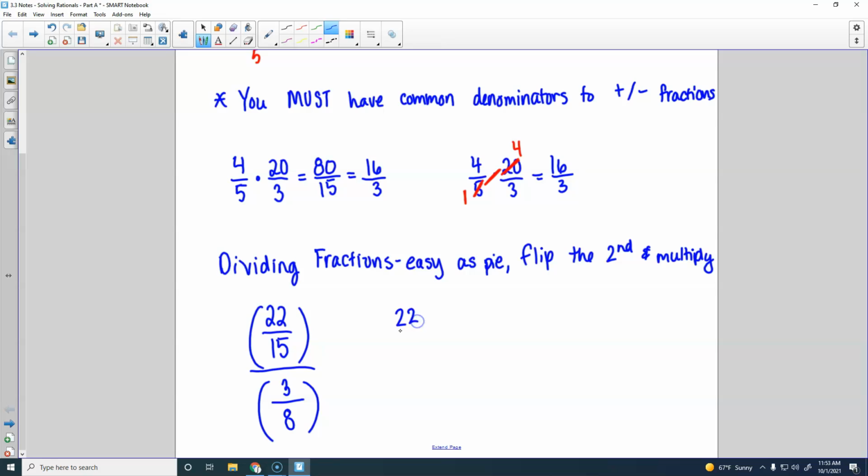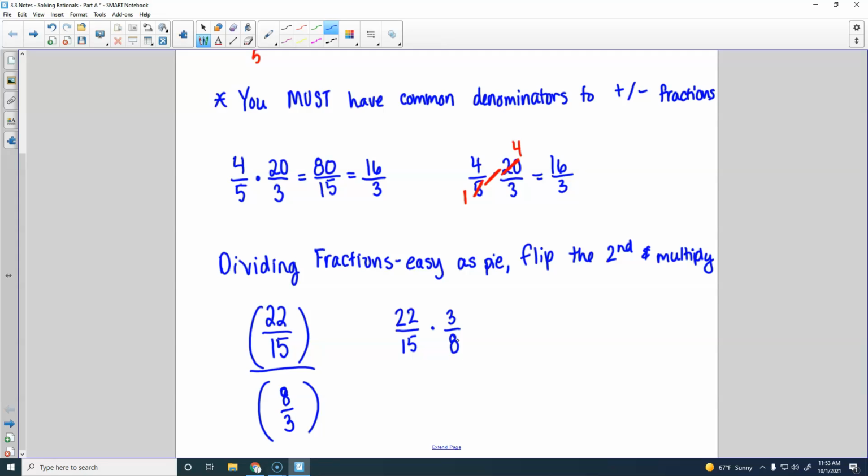So, 22 over 15, if it's written like this, the bottom fraction is always your second, so 8. Oh, shoot. Change that back to 3 over 8. Or, no, 8 over 3. I wanted one that would reduce. Alright, so, 22 over 15 times 3 over 8.